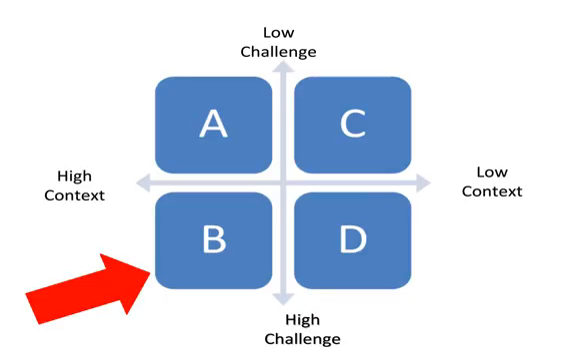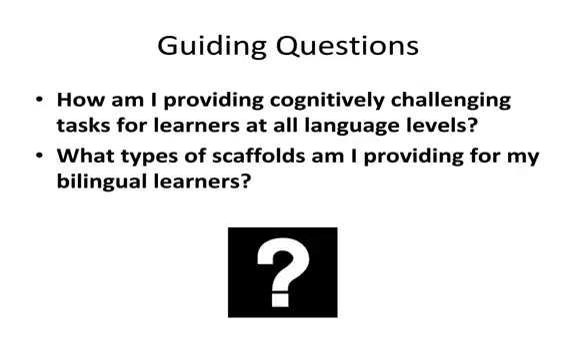So, when we think of using the context and cognitive challenge grid for bilingual learners, the optimal type of task is going to be high context, high challenge. That's what we're aiming for in our classrooms for bilingual learners, and probably with all learners. The guiding questions for this week are: how am I providing cognitively challenging tasks for learners at all language levels? And what types of scaffolds am I providing for my bilingual learners?